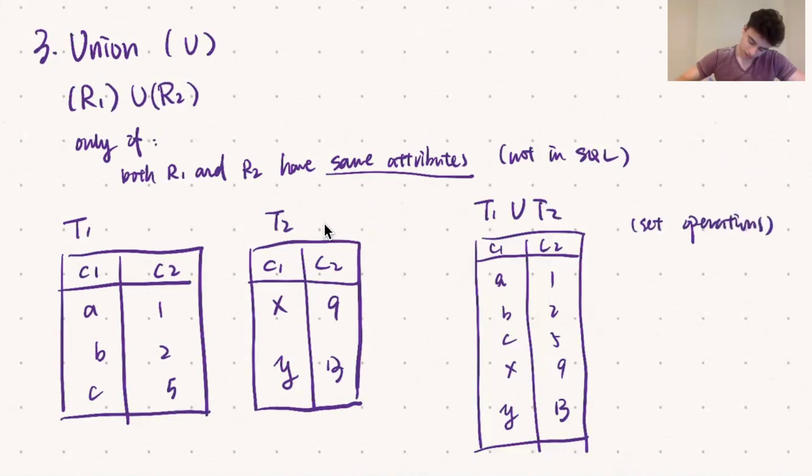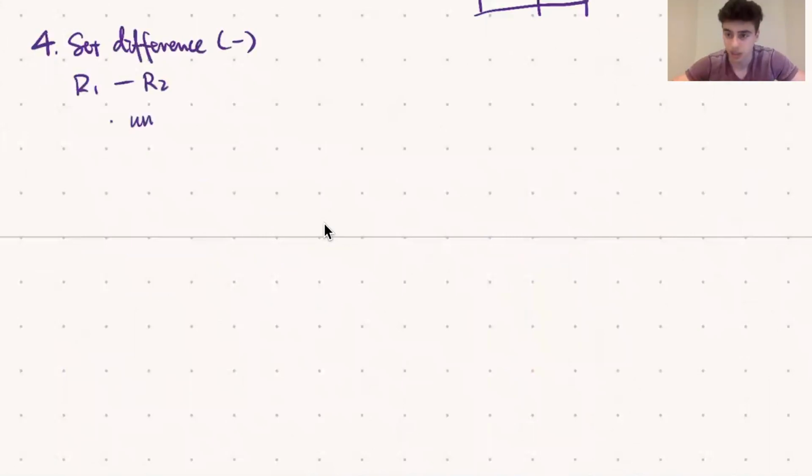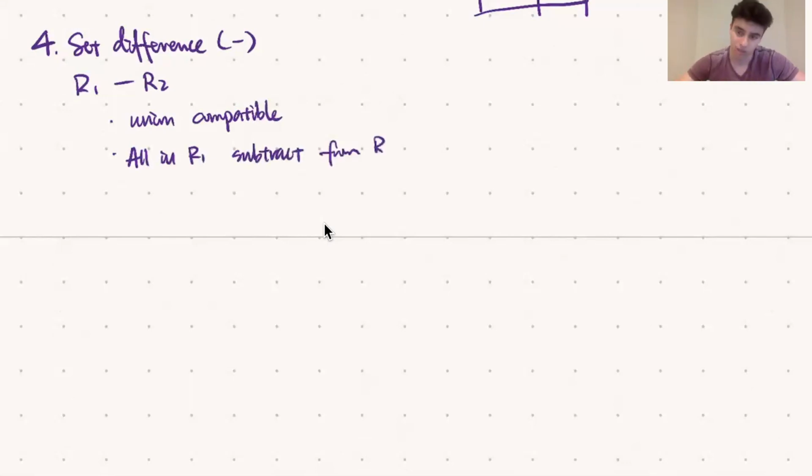So let's take a look at set difference. Again, if you've worked with sets before, this should be pretty intuitive to you. Basically, the set difference operator takes two parameters, both of which are relations, and once again, they have to be union compatible. It results in a relation that contains all of the tuples in R1, the first relation you passed in, subtracted from all the tuples in R2. So any tuples in R2 should not appear in this final relation. This is the way you want to think about this.